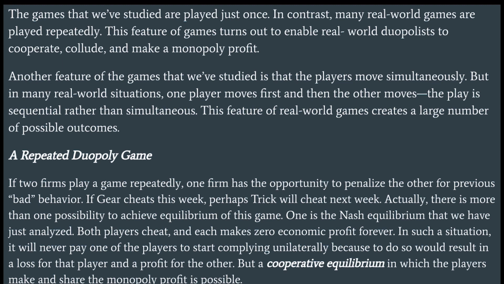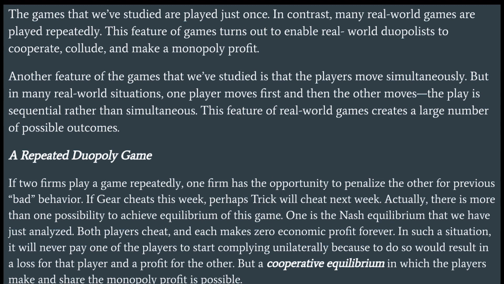A repeated duopoly game: if two firms play a game repeatedly, one firm has the opportunity to penalize the other for previous bad behavior. If Gear cheats this week, perhaps Trick will cheat next week. Actually, there is more than one possibility to achieve equilibrium of this game. One is the Nash equilibrium that we have just analyzed. Both players cheat and each makes zero economic profit forever.